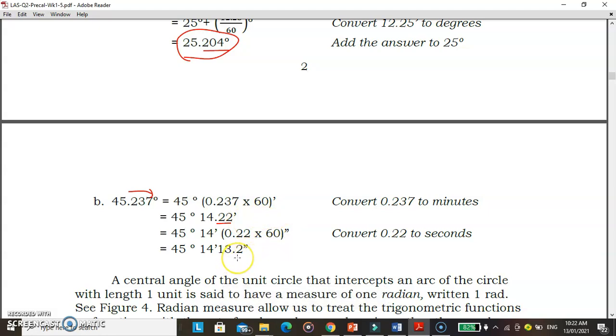If you want to expand more, what is next to seconds? Milliseconds? Centiseconds? So we will just stop at seconds. So this is now the expansion of 45 and 237 thousandths degrees. That is equal to 45 degrees, 14 minutes, and 13.2 seconds.